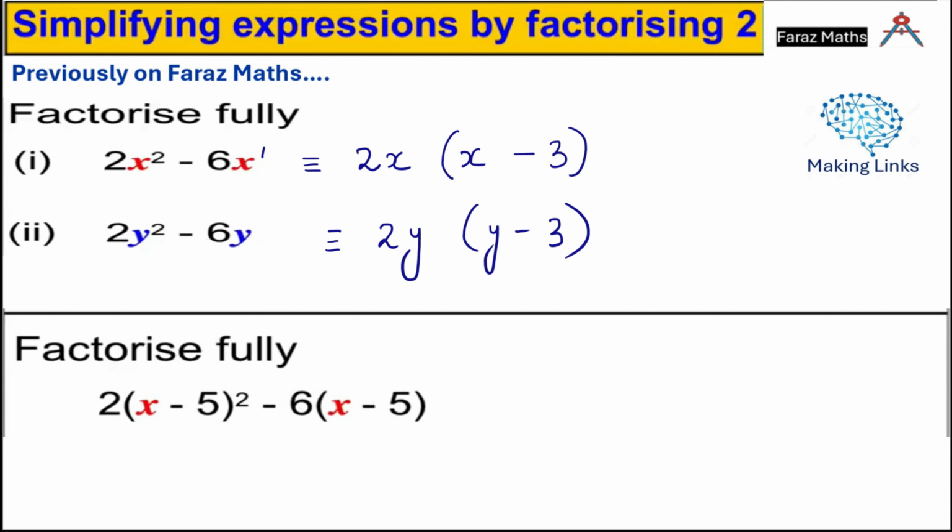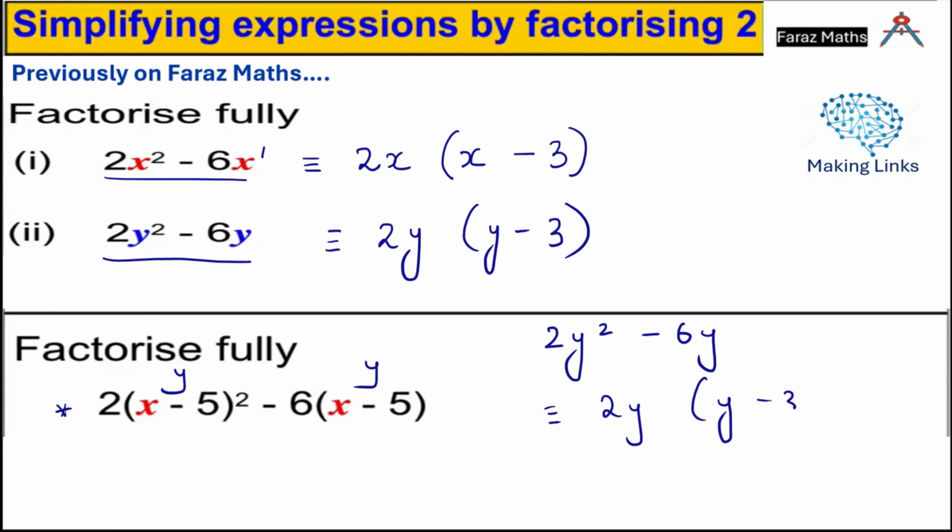Now come to this question. 2 bracket x minus 5 whole square minus 6 bracket x minus 5. If you look closely, it is the same pattern as we did in these questions. So 2 bracket x minus 5, it means I am taking this one as, suppose, y. So it will look like the same thing, 2y square minus 6y, and the same answer will come, 2y and then y minus 3. But in actual, it was not y, it was x minus 5. So you have to substitute y as x minus 5.